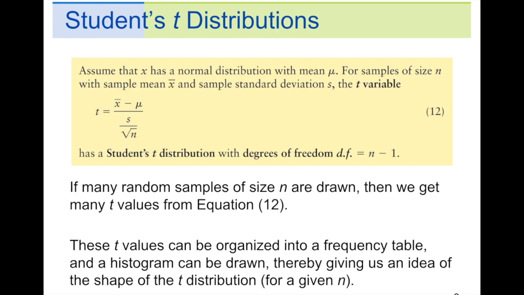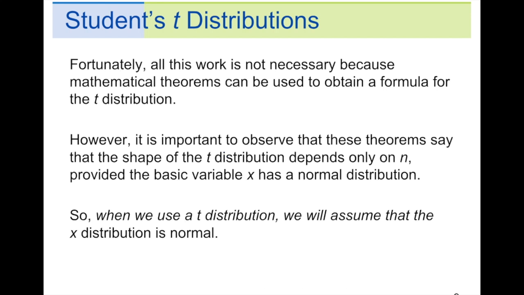If many random samples of size n are drawn, then we get many t-values from equation 12. These t-values can be organized into a frequency table and a histogram can be drawn, thereby giving us an idea of the shape of the t-distribution for a given n. Fortunately, all this work is not necessary because mathematical theorems can be used to obtain a formula for the t-distribution. However, it is important to observe that these theorems say that the shape of the t-distribution depends only on n, provided the basic variable x has a normal distribution. So, when we use a t-distribution, we will assume that the x distribution is normal.